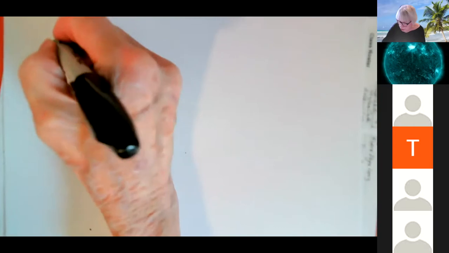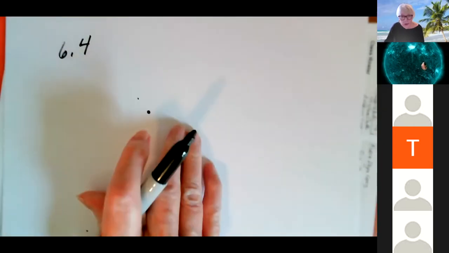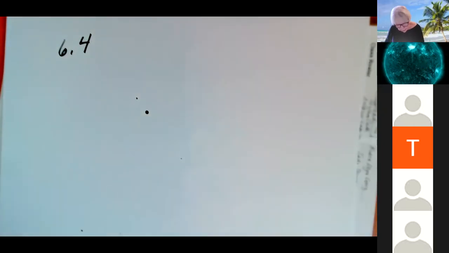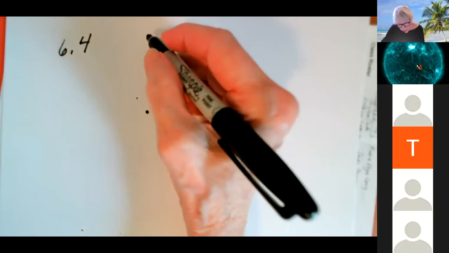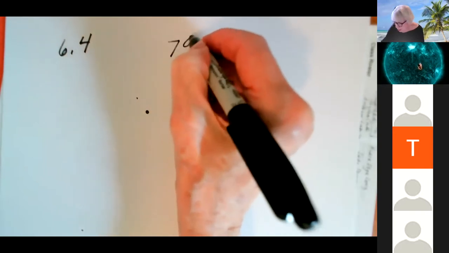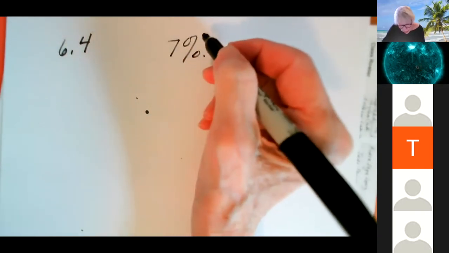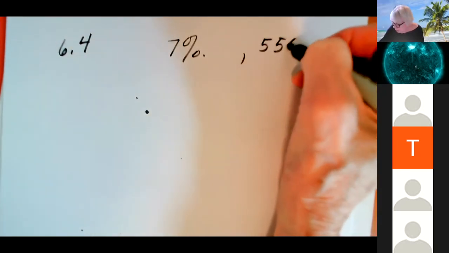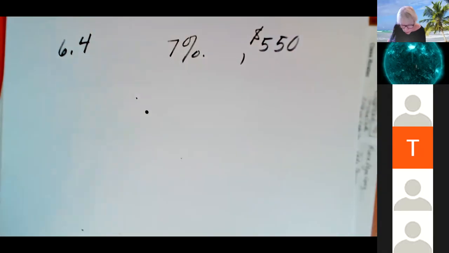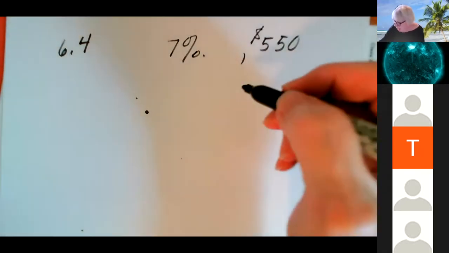What I wanted to do is 6.4, which is sales tax. Uh-oh. And also commission. So here's our first problem. There was a sales tax in Mississippi, 7%. And somebody purchased something for $550. Question, how much tax?